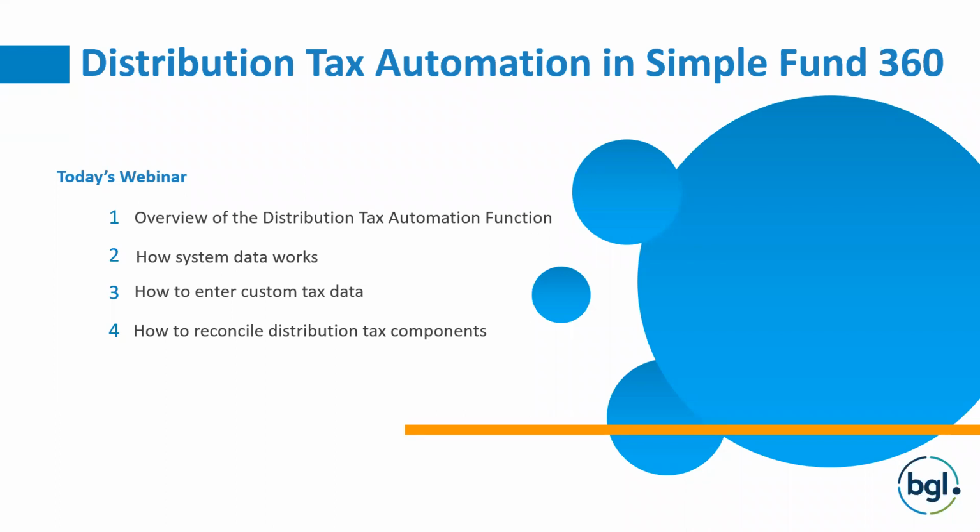Now, for those of you who are either new to Simple Fund 360 or new to the function, the idea behind the distribution tax automation screen is to assist in entering and reconciling your distribution components in Simple Fund 360. So instead of spending those countless hours locating transactions and keying in distribution data from those annual tax statements, what we've done is we've brought it all into one screen. And with the introduction of system data, the distribution components may even be entered for you. From this screen, you'll also be able to reconcile the distribution information entered both quickly and effectively.